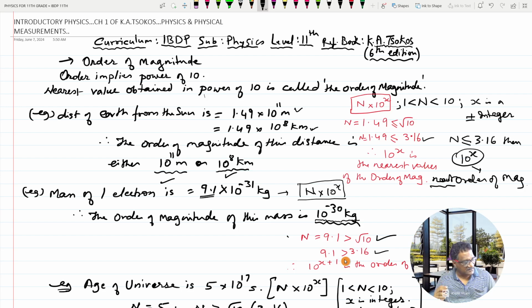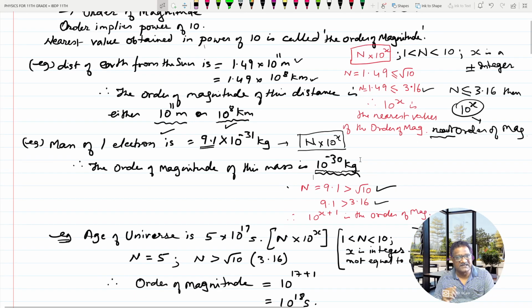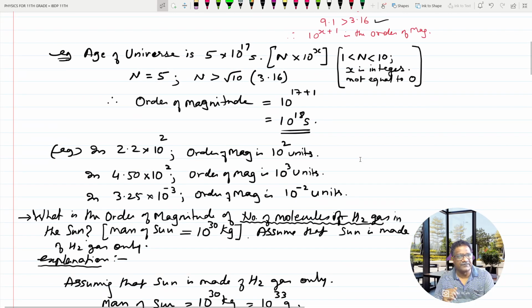So these are the things you should remember well to get an answer of the order of magnitude. Now let us proceed and go for some few more examples. Now the third example you can see over here on the screen, that is age of the universe is given as 5 into 10 raised to 17 seconds.